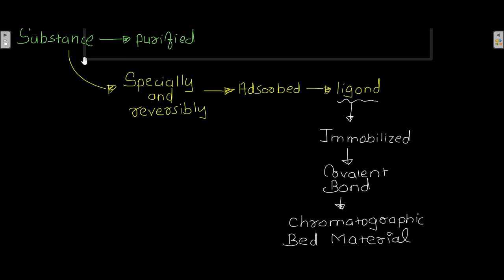Now, the substance that is to be purified is specifically and reversibly adsorbed by the ligand, and this ligand is immobilized by covalent bond on the chromatographic bed material. So the chromatographic bed material has your ligand, and that serves as the stationary phase. Onto this stationary phase, the substance is going to be adsorbed. The ligand is the binding substance, and this chromatographic bed material is your matrix.